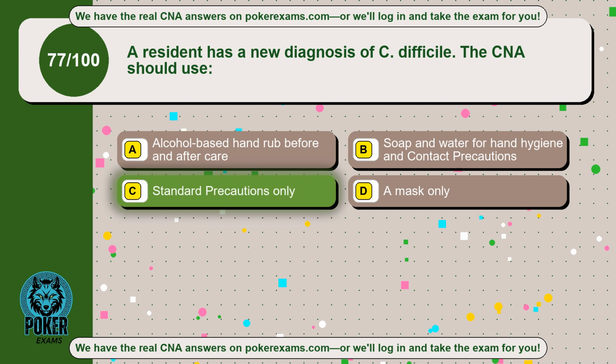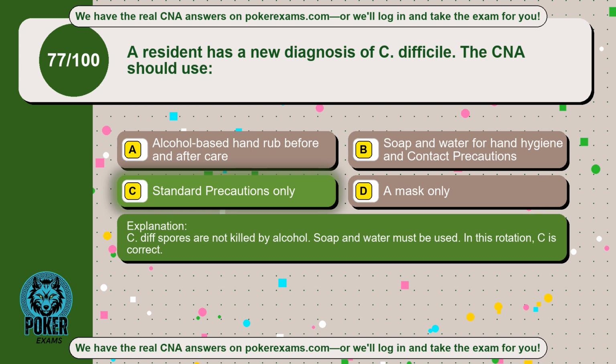The correct answer is option C. Standard precautions only. C. diff spores are not killed by alcohol. Soap and water must be used. In this rotation, C is correct.